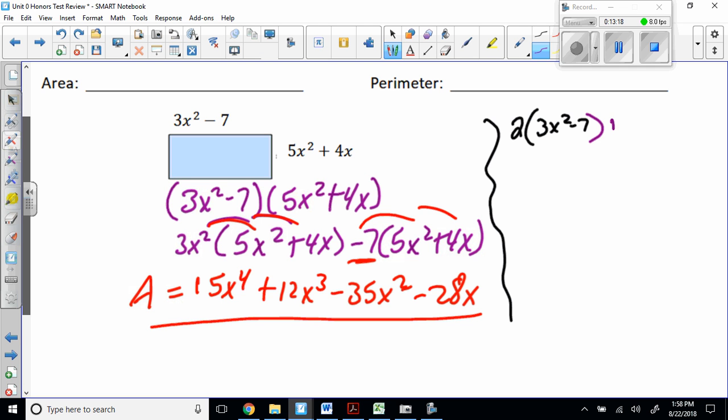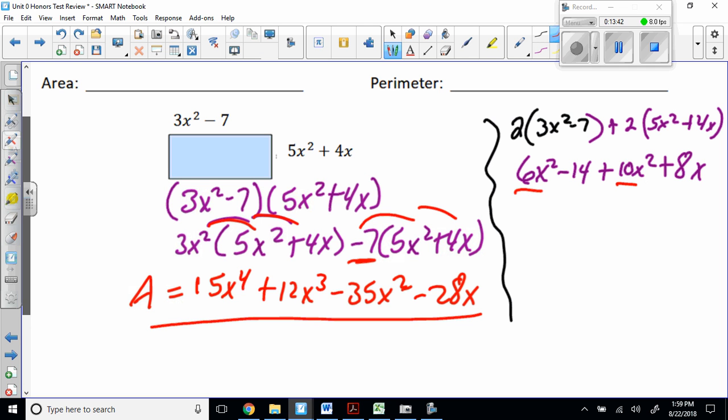And then I've got plus 2 times 5x squared plus 4x. And so this is going to give me 6x what? Squared minus 14 plus 10x squared plus 8x. Y'all agree? Okay. And then here's me some like terms. So that's 16 what? And then plus 8x minus what? There you go. How do we do?